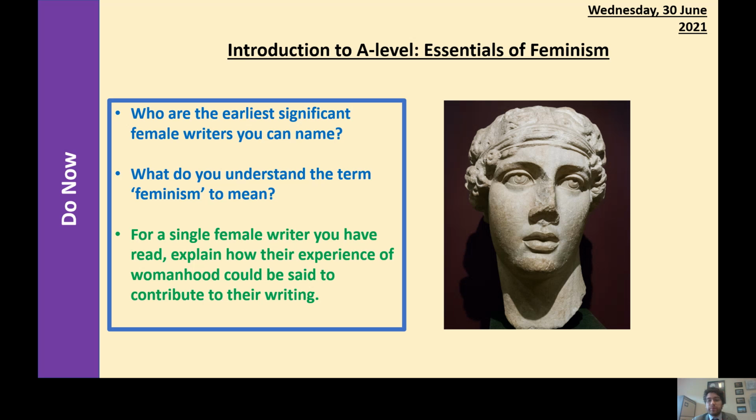Who are the earliest significant female writers you can name? Now, for a lot of you, that answer won't stretch back before the 19th century, possibly the late 18th century. Some of you may think Mary Shelley at the turn of the century, Jane Austen. But few of you will be able to name a female writer writing in the 17th century, for example. Still less one of the 16th century. Where are female Shakespeares? Where are our female Chaucers?